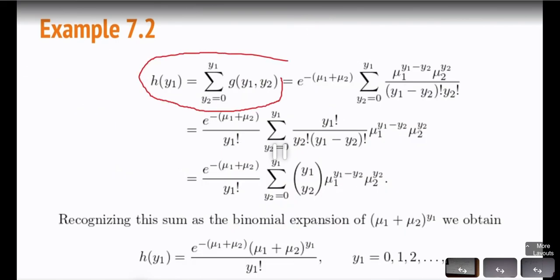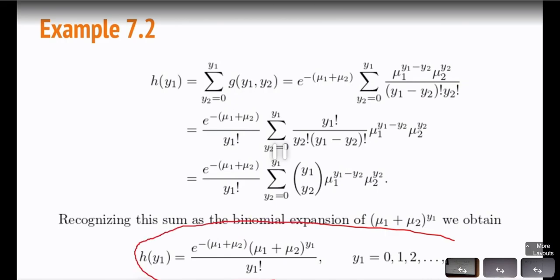I want to get h of y1. Now I'm going to sum y2 over the range of the variable I'm not interested in, which is this. Take a look at that. Every other thing that I'm doing here is just mathematical modifying, and at the end of the day, I got this result. Now, what is it telling me? Do you know what it's telling me?